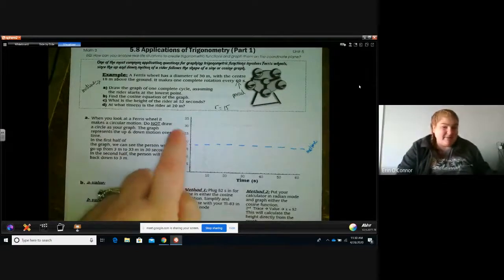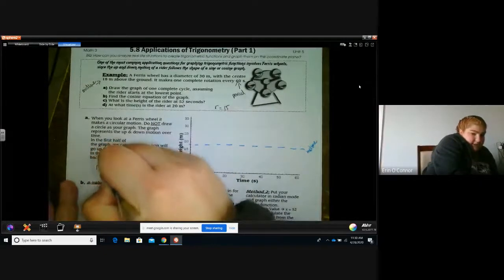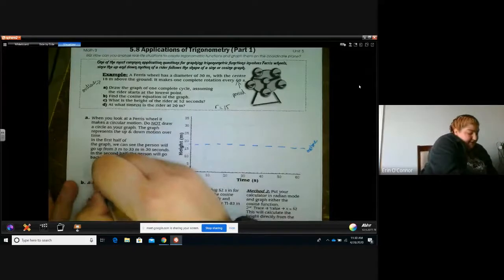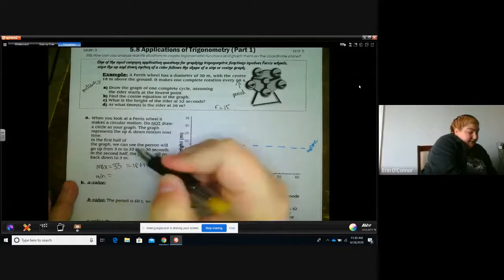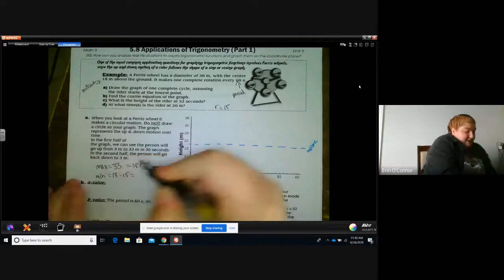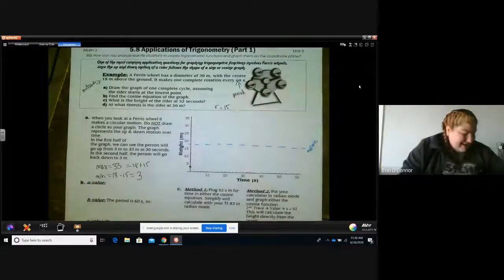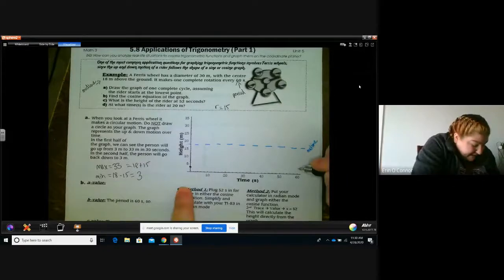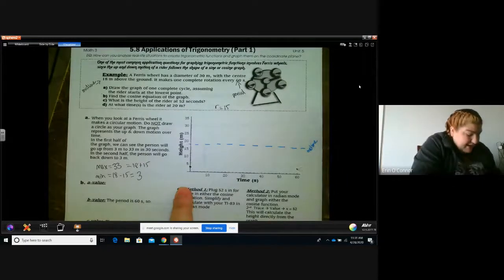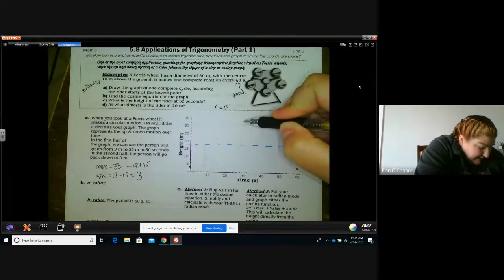So 18 plus 15 is 33. So my max is 33. My minimum, 18 minus 15, gives me my minimum, which is 3. So I'm going to start down here at 3. Now, I'm going to hit my maximum halfway through this ride, and then I'll hit my minimum again at the end of this ride, which is 60 seconds. Now, halfway through 60 seconds is at 30 seconds. I will be at 33, which is right here.